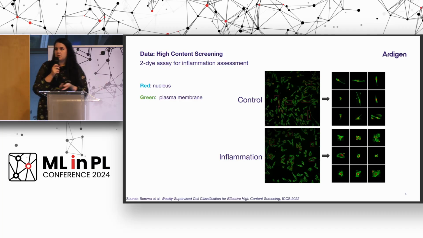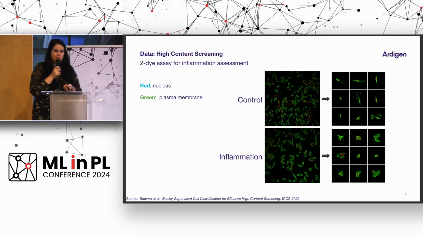And now two examples of how the data that's coming out from the high content screen can look like. So we can have a simple experiment where we have only two dyes. One of them is showing the nuclei, so the center of the cell. The other is showing the plasma membrane, so, let's say, the body of the cell.